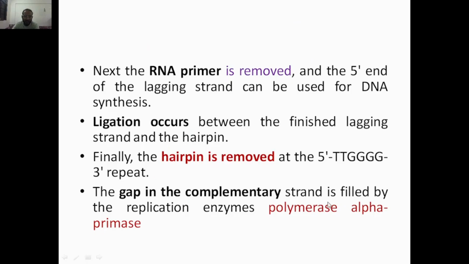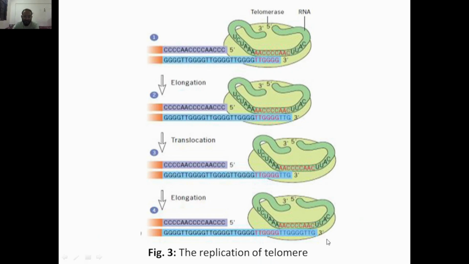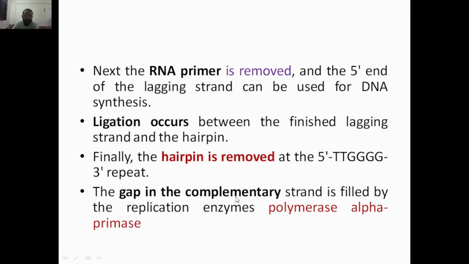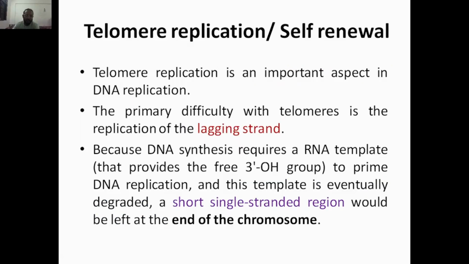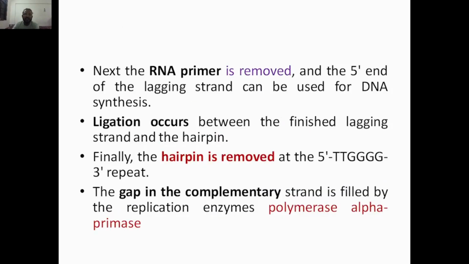Now the gap in the complementary strand is filled by the replication enzyme polymerase alpha primase. That's how the gap will be filled, and that's how things work. So that's how we can completely replicate the lagging strand also, with the help of the telomerase enzyme.